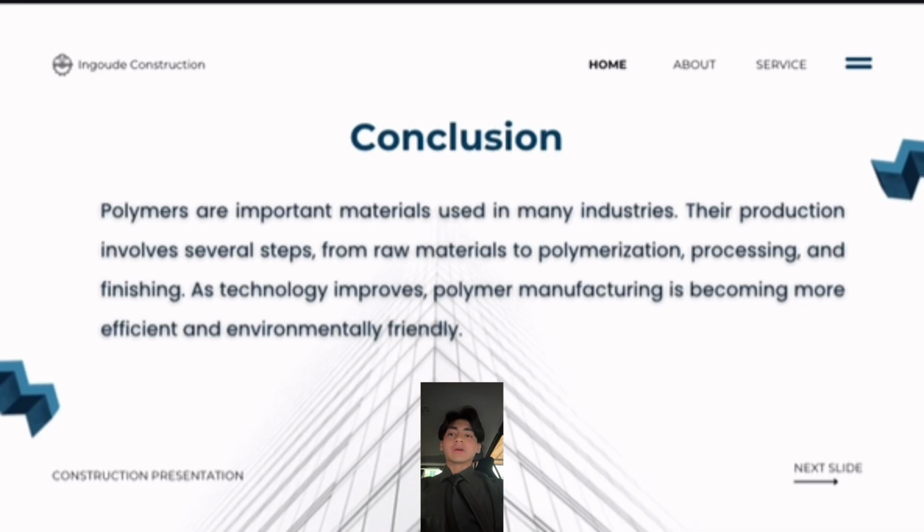In conclusion, polymers are important materials used in many industries. Their production involves several steps, from raw materials to polymerization, processing, and finishing. As technology improves, polymer manufacturing is becoming more efficient and environmentally friendly.